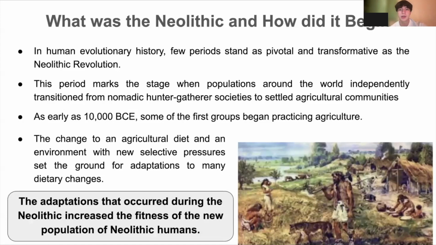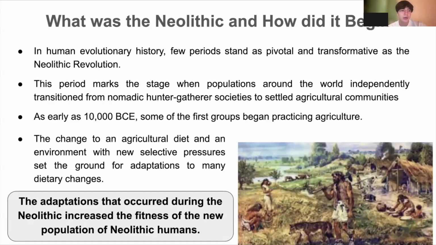So, what was the Neolithic and how did it begin? This period, also called the Agricultural Revolution, marks a stage when populations around the world independently transitioned from nomadic hunter-gatherer societies to settled agricultural communities. As early as 10,000 BC, some of the first groups began practicing agriculture. This revolution marked a change in humans' hunter-gatherer diets to ones that depend on domesticated plants and animals.